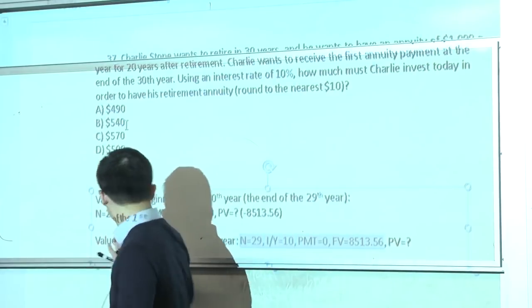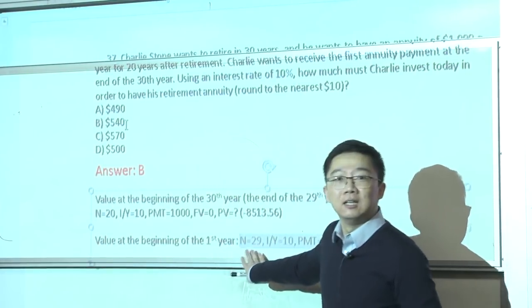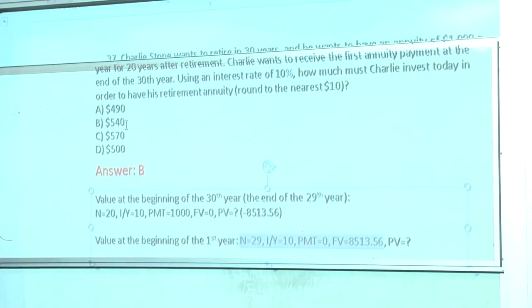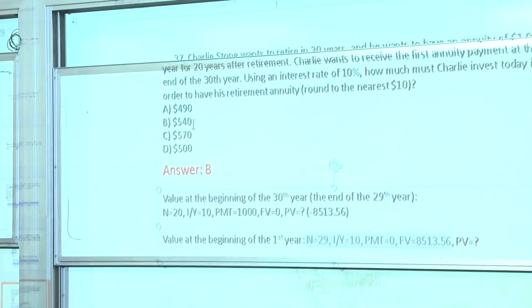Why is N 29 here? Because that 8513 happens at when? At the end of the 29th year. A payment that happened at the end of the 29th year. You want to convert it to present value. How far is it away from here? 29 years.